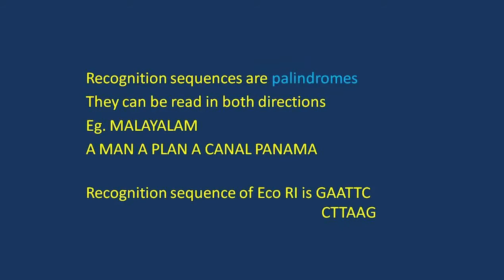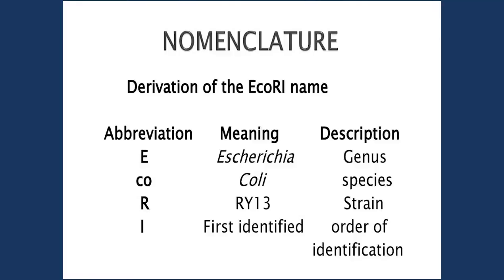A palindrome is a word or a sentence which can be read in both directions. Example, Malayalam, a man, a plan, a canal, Panama. The recognition sequence of EcoR1, which is an enzyme obtained from E. coli, is GAATTC. Now let us talk about the naming of the enzyme.